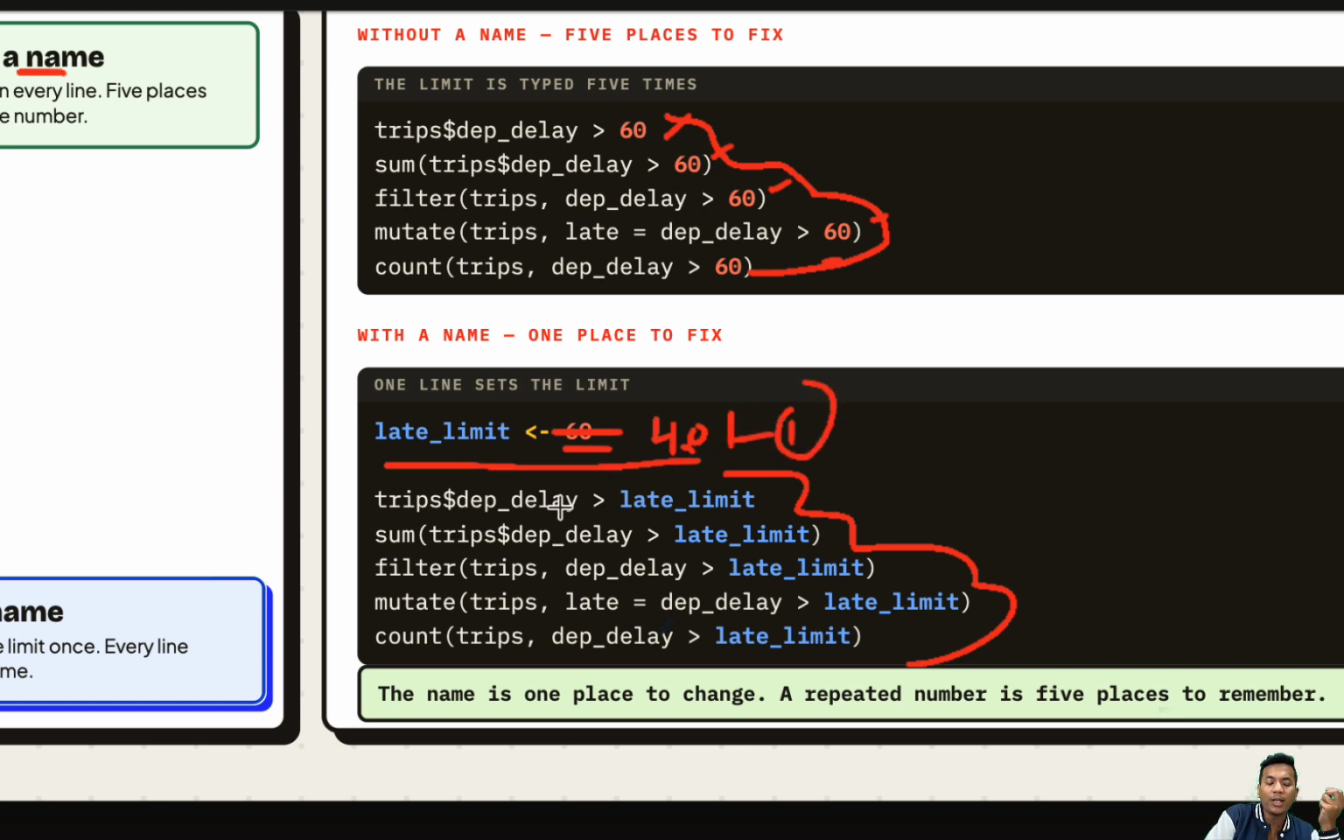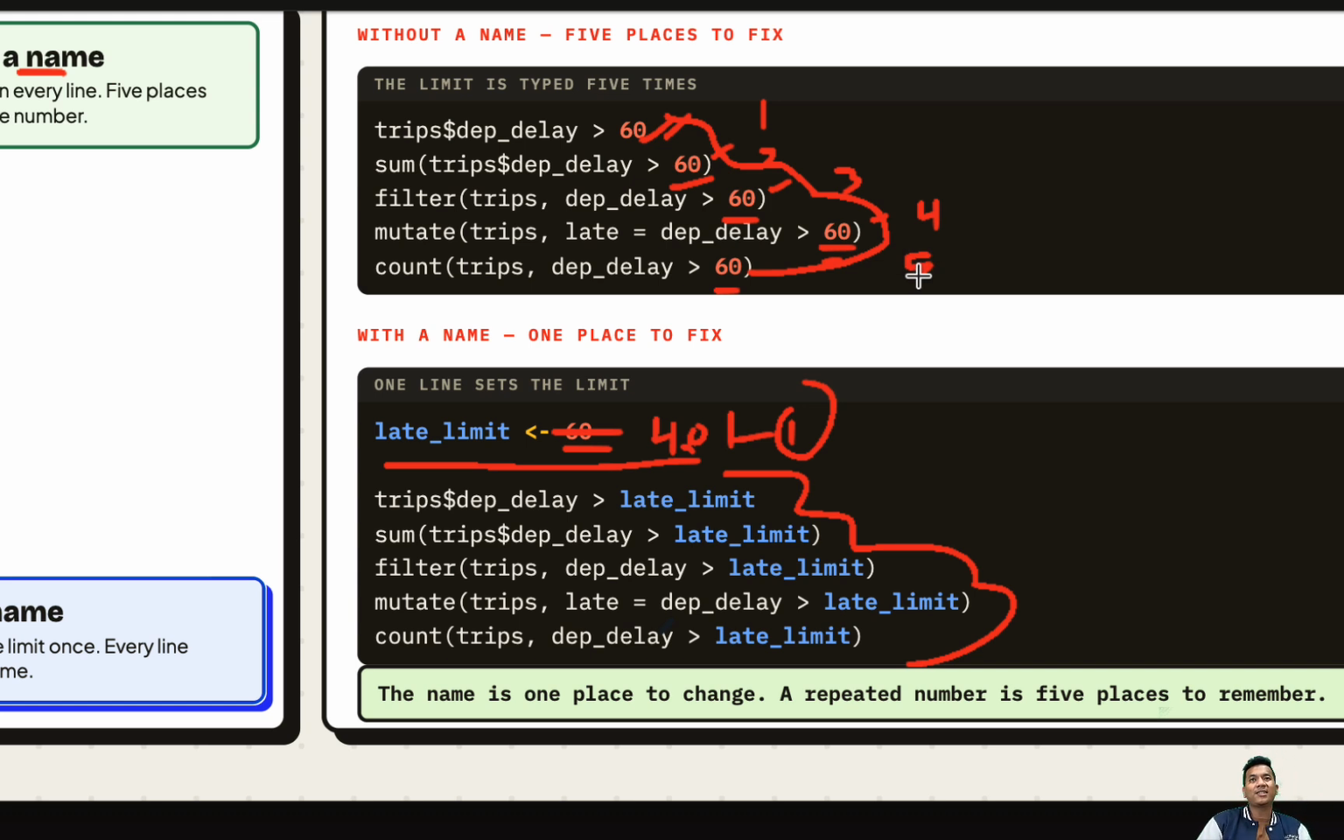So that is if you wanted to change the value from 60 to 40. Meanwhile, let's say you are not using variables and you wanted to change from 60 to 40. What happens is you have to change this one, which is 1. You have to change this one as well, which is 2. This one as well, which is 3. This one as well, which is 4. And this one as well, which is 5.